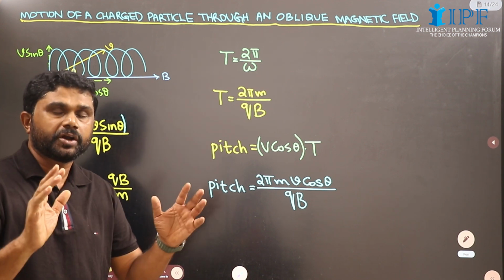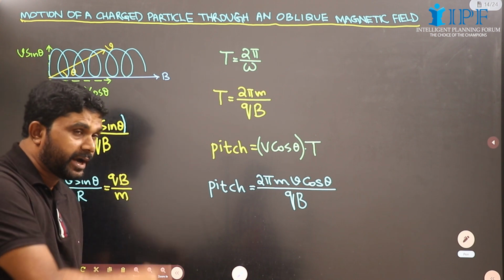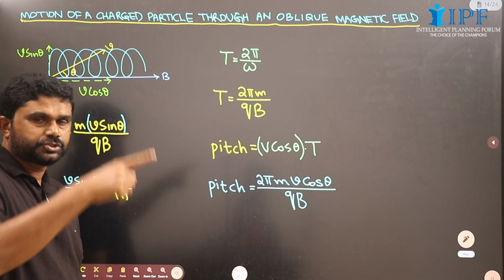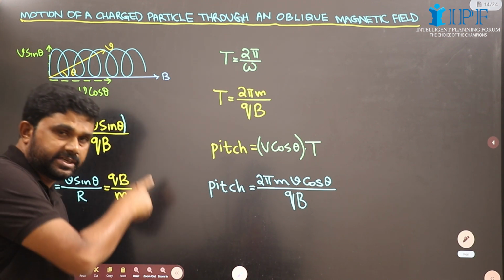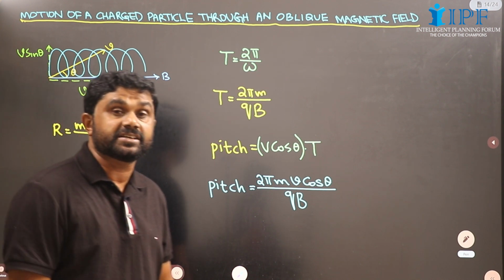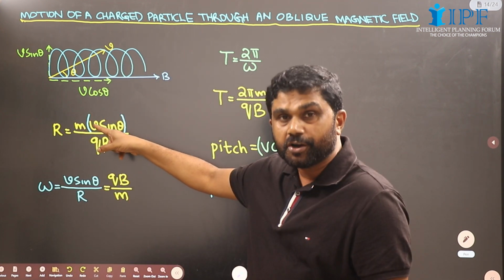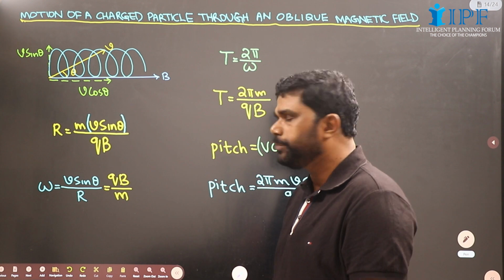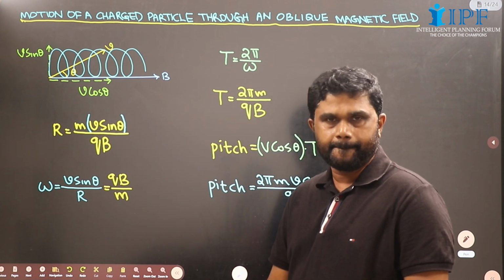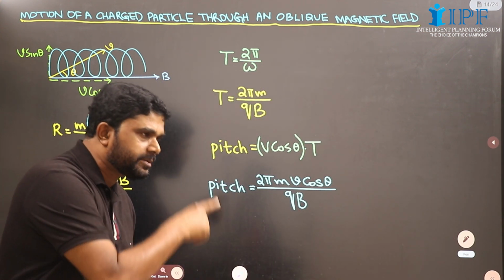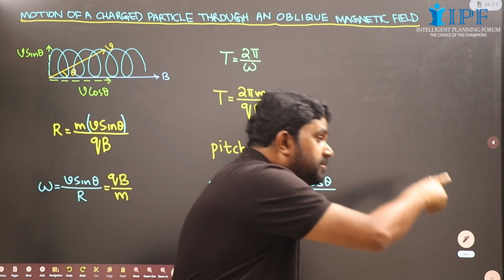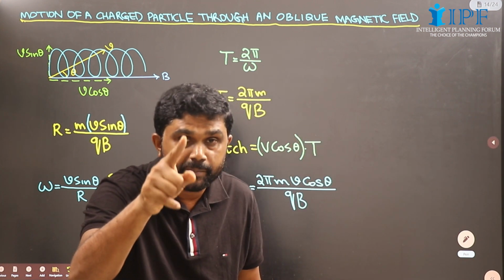If the body has only the component v sin theta, it must be moving in a circle like this. So v sin theta will rotate the particle in a circle with constant speed v sin theta, in a circle of radius r equal to m, instead of v, you put v sin theta, divided by qB. And omega, velocity divided by radius of the circle, v sin theta by r, is qB by m. So v sin theta will turn the particle in a circle. At the same time, v cos theta will remain unaffected and it will take the particle along the direction of the magnetic field.